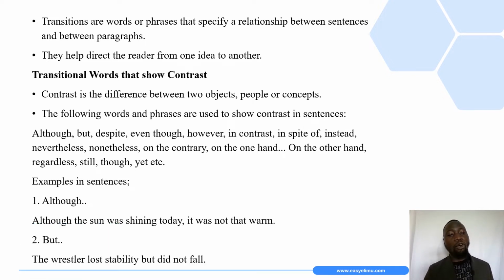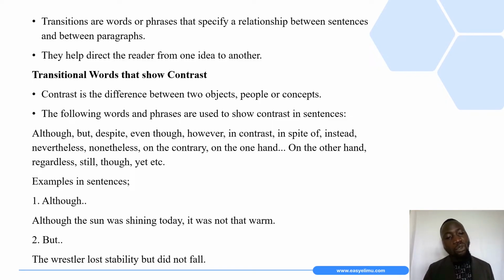Some of the examples of words and phrases that can be used to show a contrast in sentences are: although, but, despite, even though, however, in contrast, in spite of, instead, nevertheless, nonetheless, on the contrary, on the one hand, on the other hand, regardless, still, though, yet, etc. So you realize that we have very many words that we can use to express contrast in a sentence.